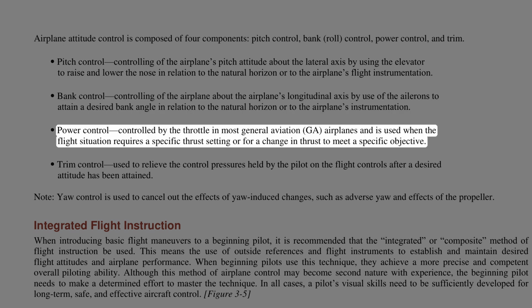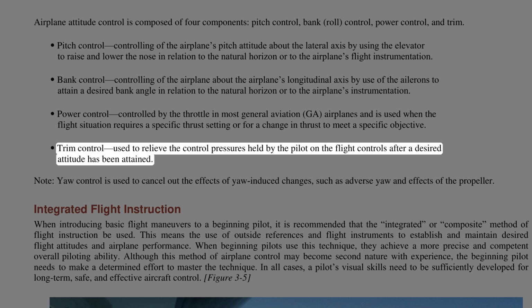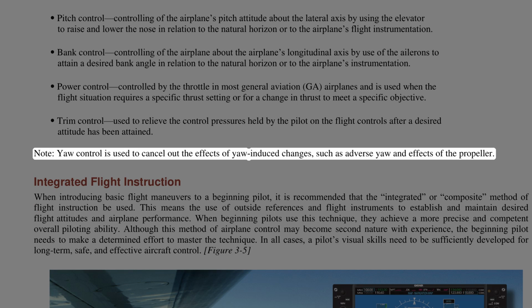Power control: controlled by the throttle in most general aviation (GA) airplanes and is used when the flight situation requires a specific thrust setting or for a change in thrust to meet a specific objective. Trim control: used to relieve the control pressures held by the pilot on the flight controls after a desired attitude has been attained. Note: yaw control is used to cancel out the effects of yaw-induced changes, such as adverse yaw and effects of the propeller.